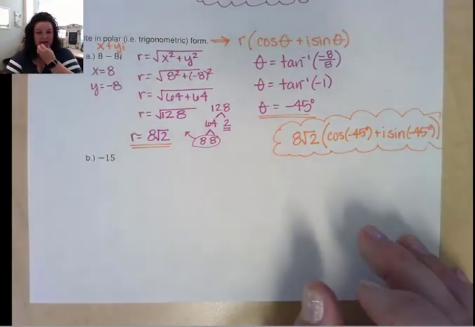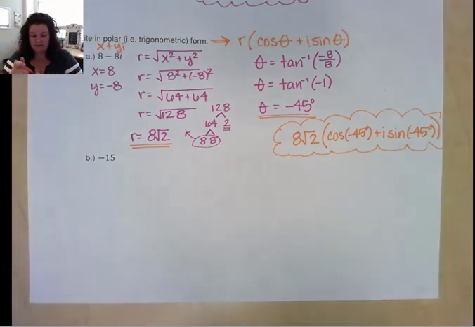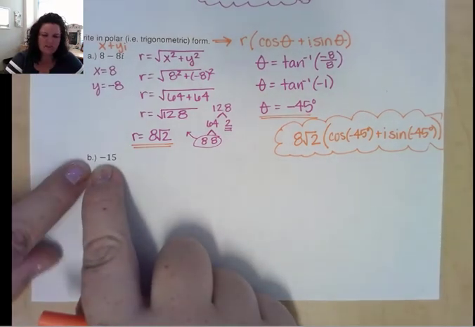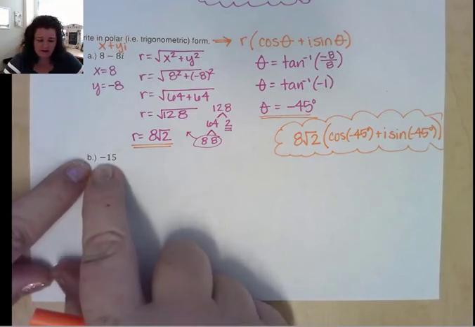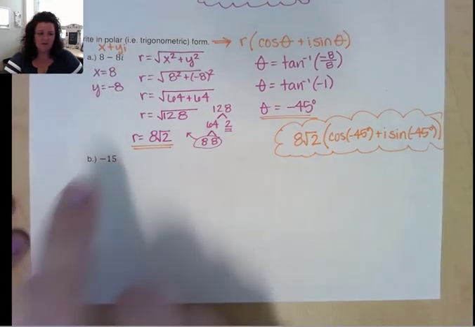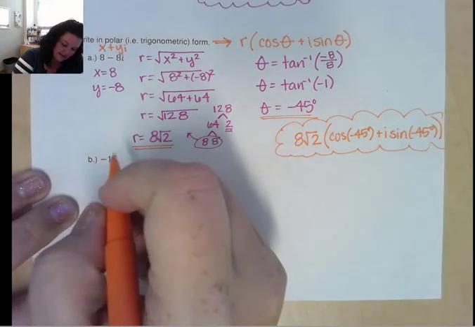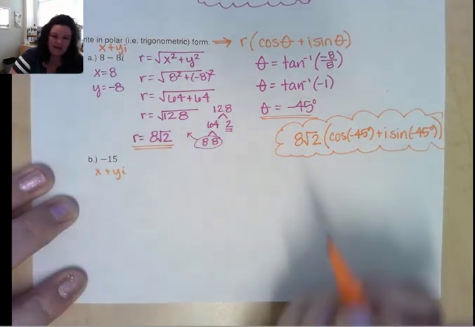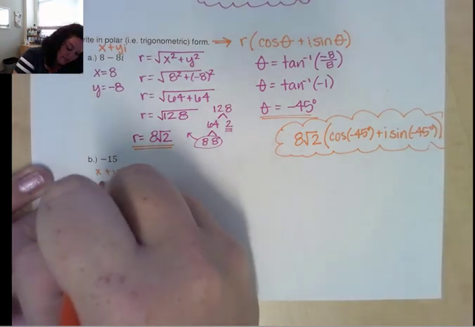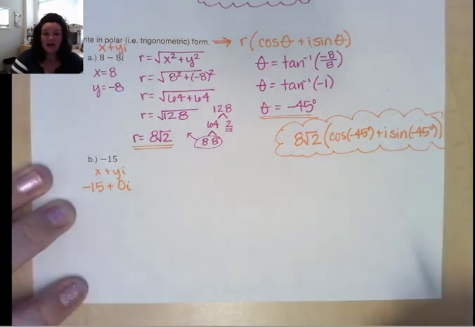I want to show you one more like that, and then that will be the end of the section. The last one I want to show you is doing the same thing, taking it from rectangular form into polar form, but this one looks a little bit different. The difference between B and A is that here I only have a real number part. I don't have the imaginary term. If I was going to write this as x plus yi, I'm missing the yi term, so I could write this as negative 15 plus 0i.